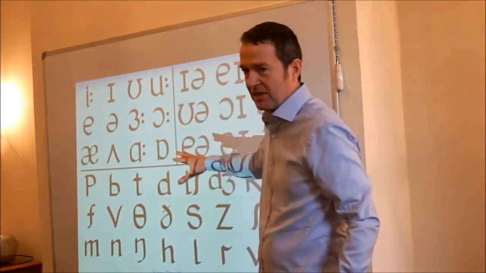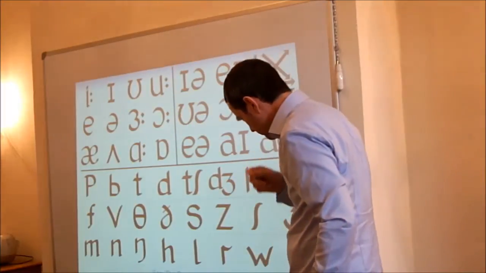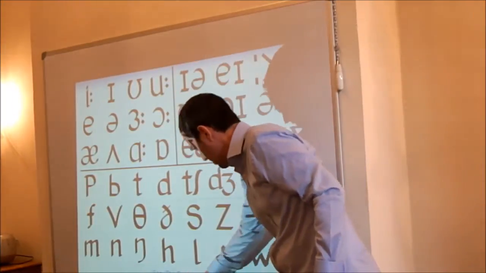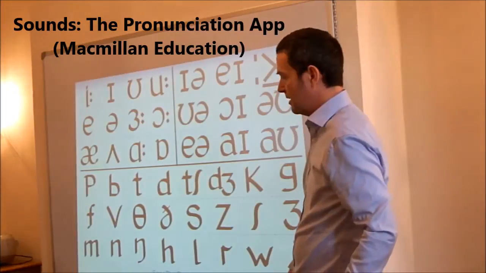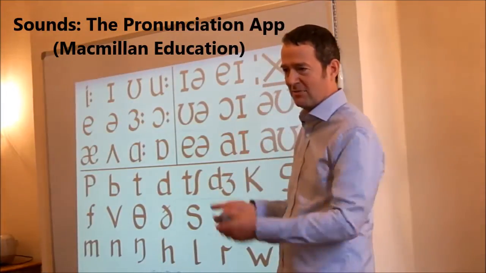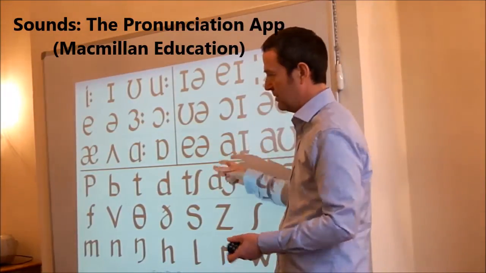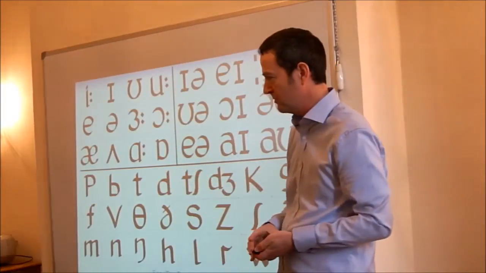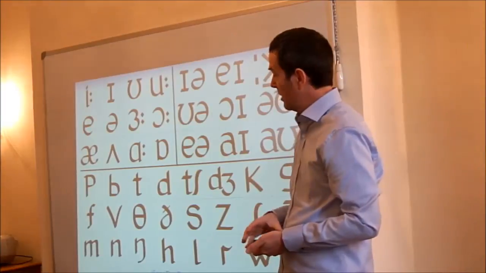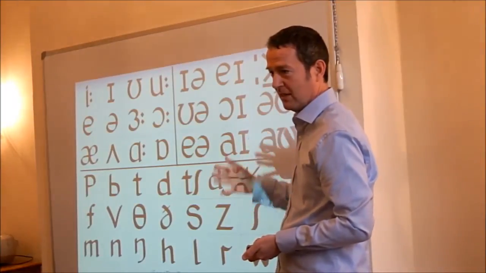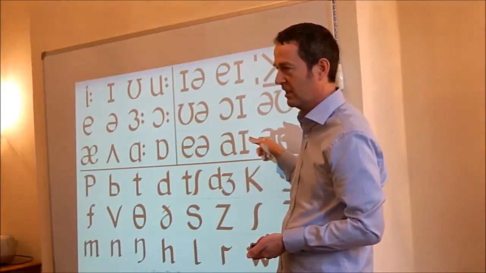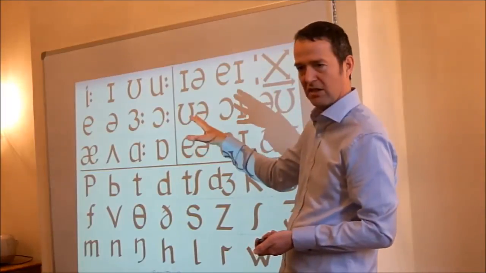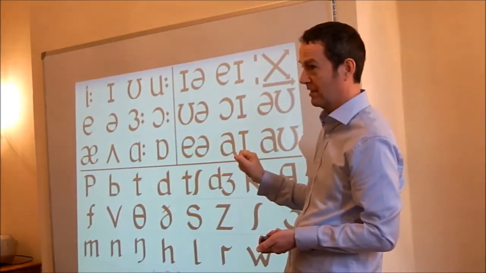This is the famous Adrian Underhill chart, which is now an app as well, called the Pronunciation app. If your students have a smartphone, they can download this app and have that to hand if they want. Most classrooms have this in it. Has anybody not seen this before? This particular version of the chart? Has anybody not seen it?